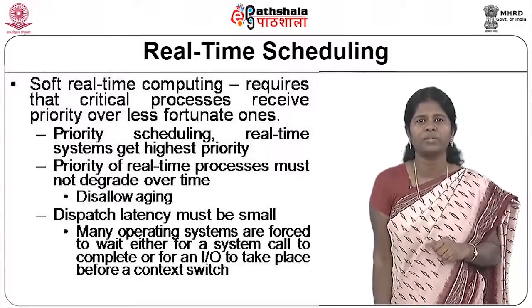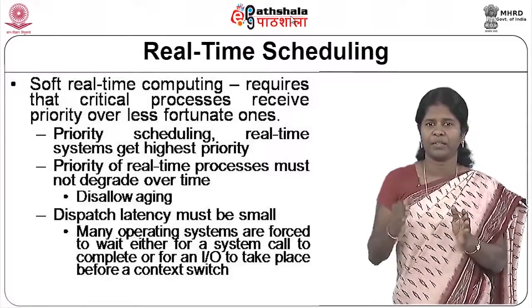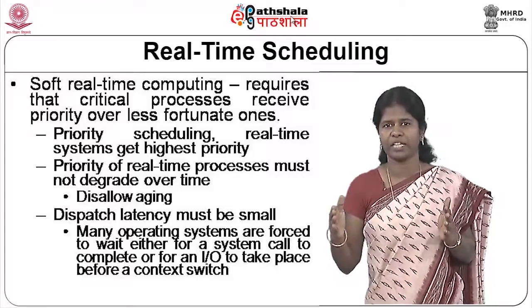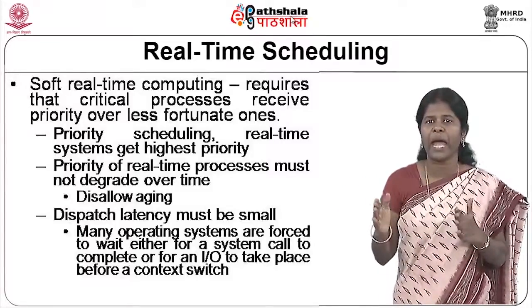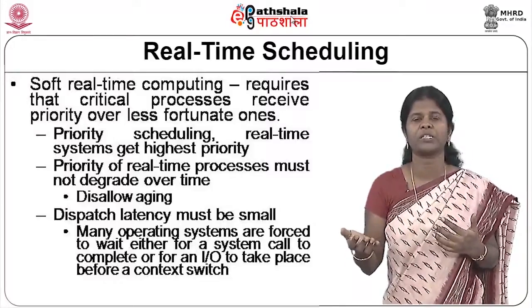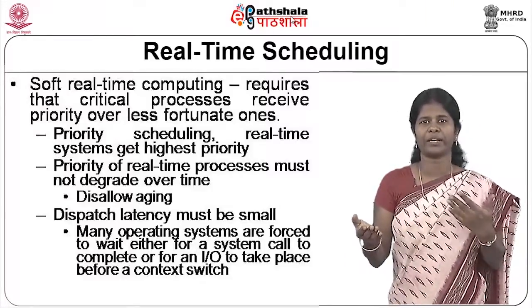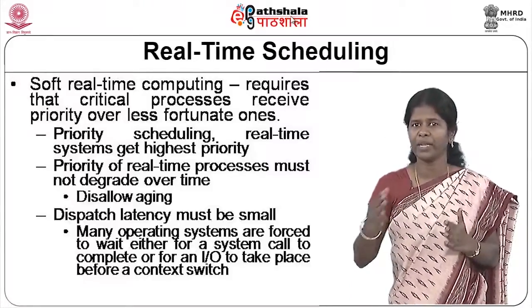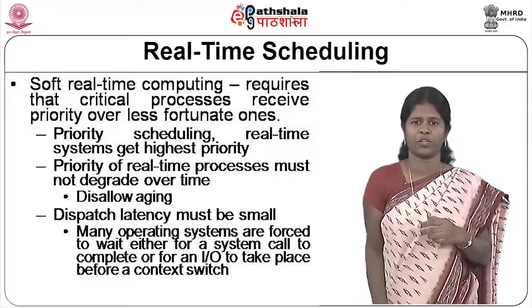Okay. So, this dispatch latency, that is between choosing the next process and allowing that next process to execute, should be as small as possible. That is, if you have a low priority process in this case and a high priority real time process arrives, the real time process should be given the CPU as early as possible.